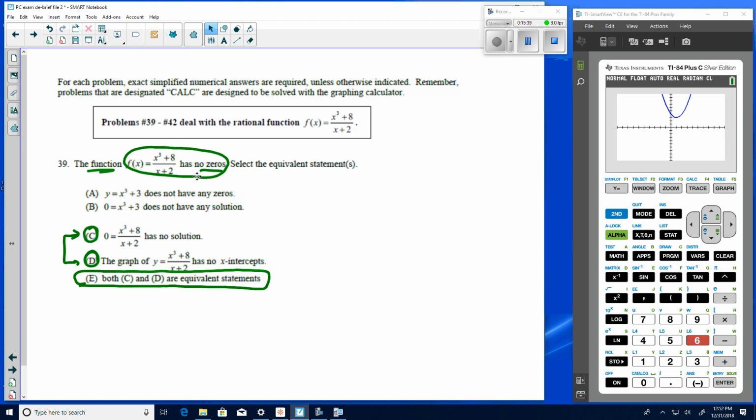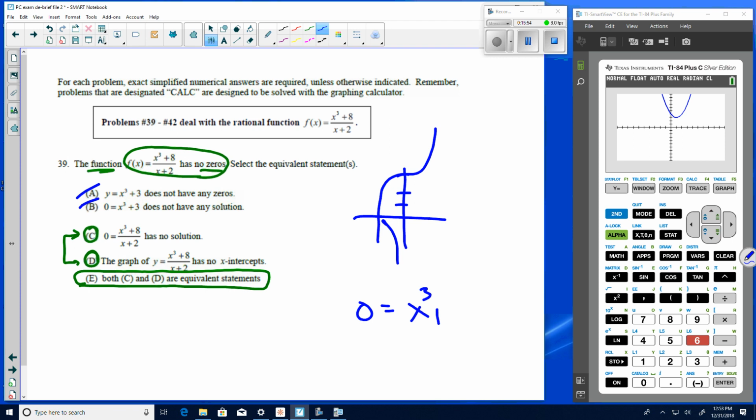By the way, if you tried both A and B, those are just blatantly wrong. If we have x cubed plus 3, that does have a 0, right? It's looking like this. There's a 0 right there. And 0 is equal to x cubed plus 3. That also has a solution, right? So x would be the cube root of -3. So both those are out.